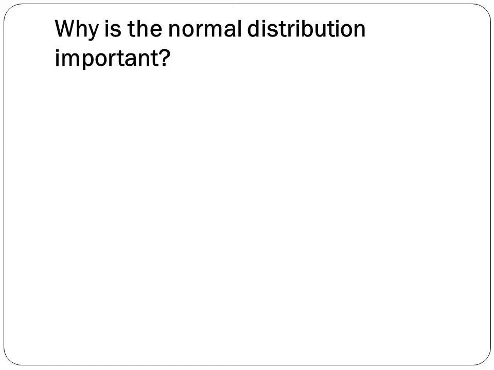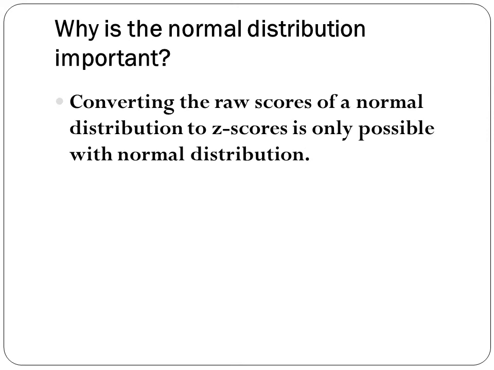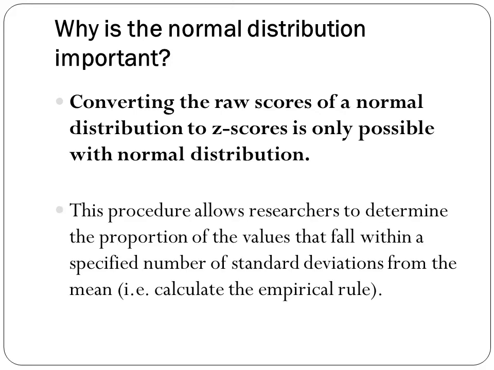Another one, converting the raw scores of a normal distribution to z-scores or standard scores is only possible with normal distribution. So this particular concept that I am talking about right now, converting raw scores to normal distribution z-scores, is actually the next topic. So we will be dealing with this thoroughly in our next lesson. This procedure allows researchers to determine the proportion of the values that fall within a specified number of standard deviations from the mean. That will lead us to the empirical rule.